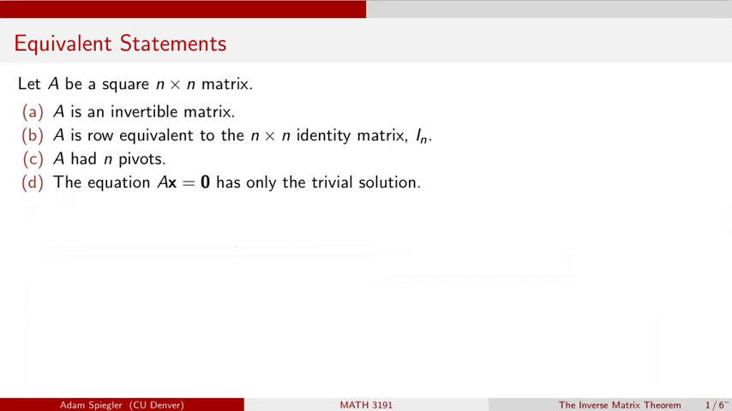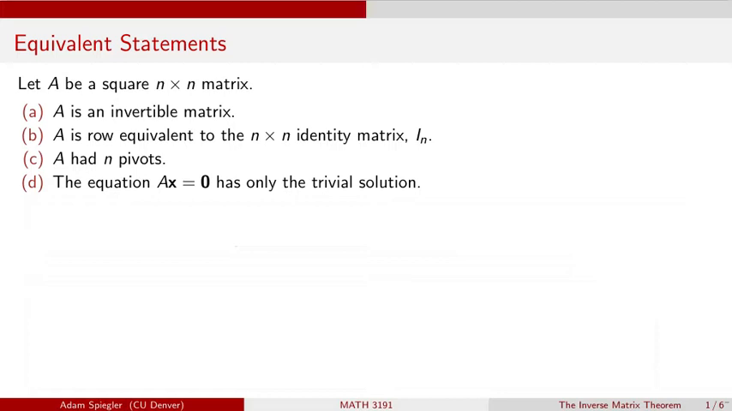All right, welcome everybody. In this video, I want to summarize a number of statements that we've been discussing so far in their relation to matrices, invertible matrices, systems of linear equations, systems to matrix equations. We've been making a lot of connections between these different ideas, and I just want to crystallize some of those thoughts and eventually put together a really nice result called the inverse matrix theorem.